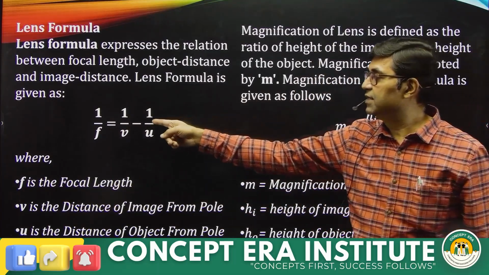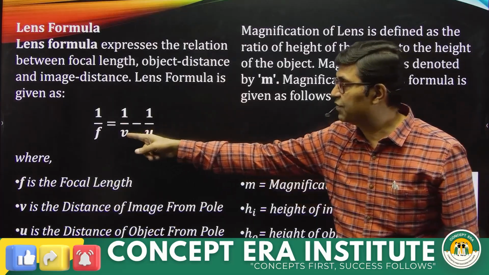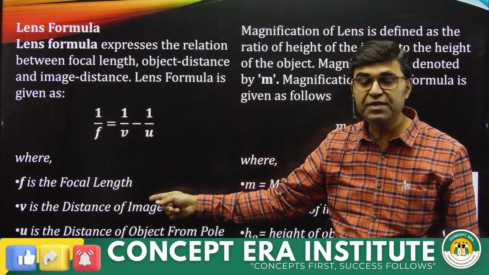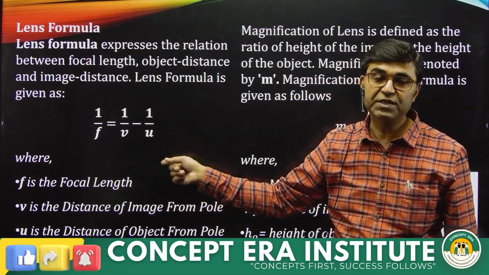So there is a slight change in the formula, where f is the focal length, v is the distance of the image from the lens, and u is the distance of the object from the lens.